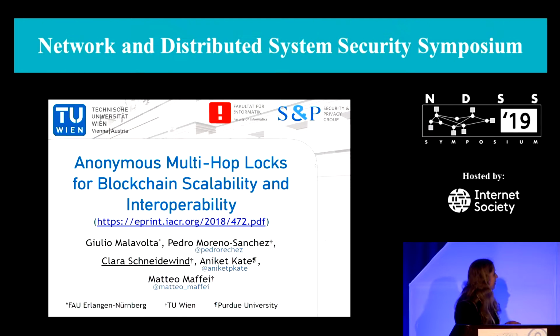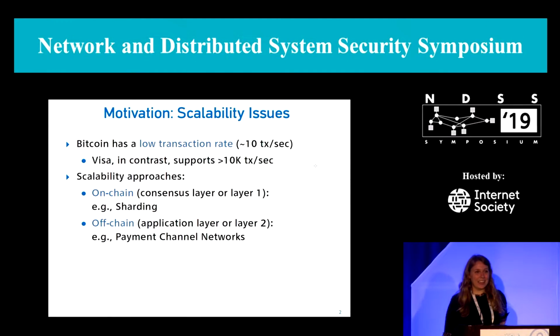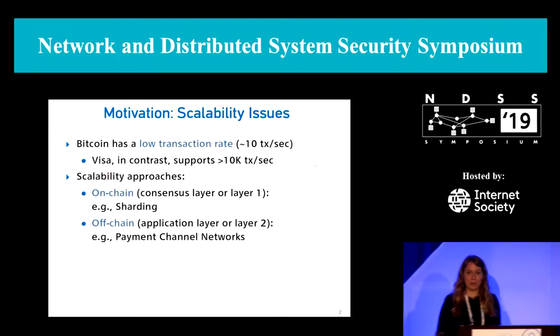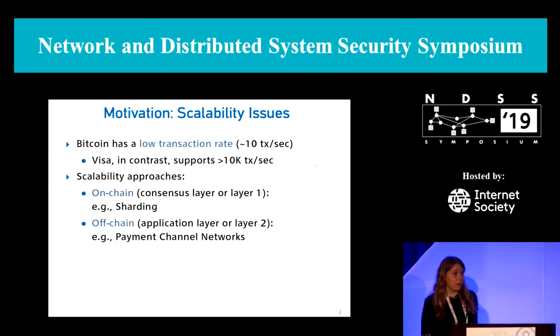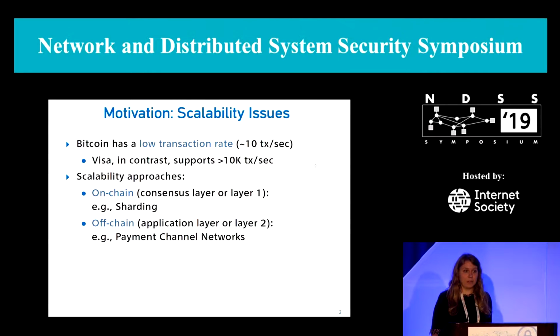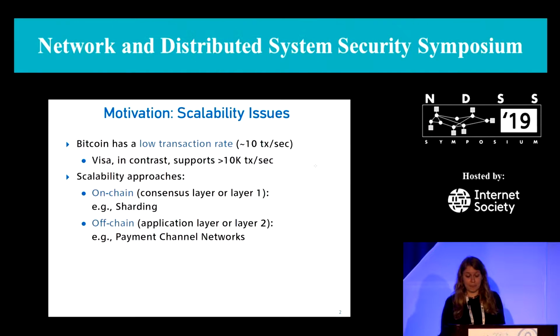So the motivation for our work is the existing scalability problems that exist in all modern cryptocurrencies. In particular, in Bitcoin, we can manage around 10 transactions per second, while, for example, Visa can deal with peaks of more than 10,000 transactions per second. So this is clearly hindering the wide-scale adoption of cryptocurrencies nowadays.